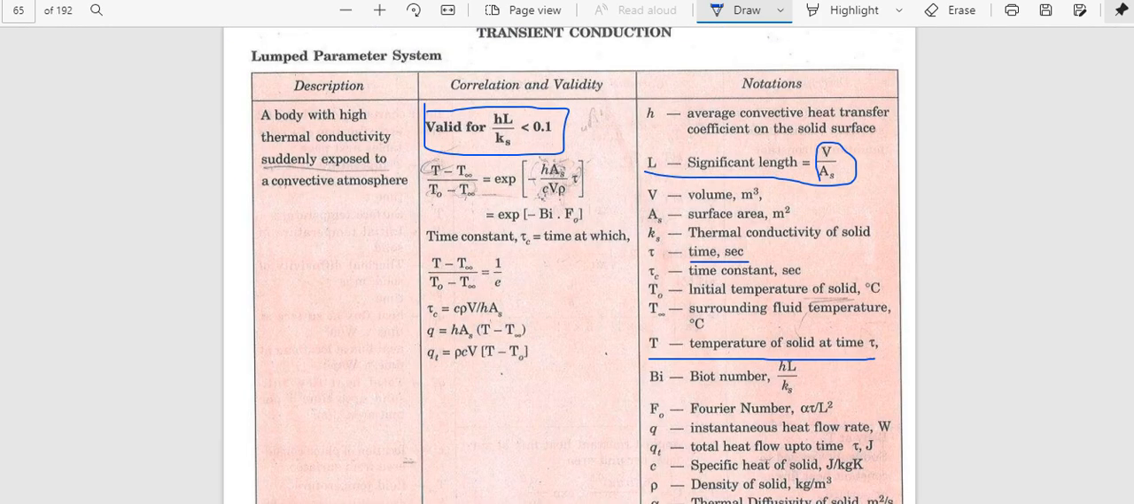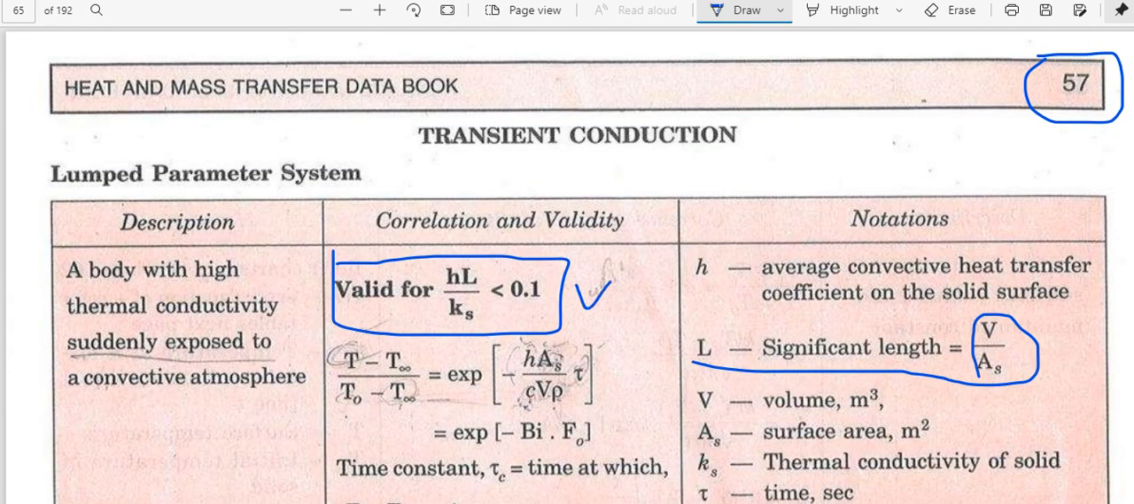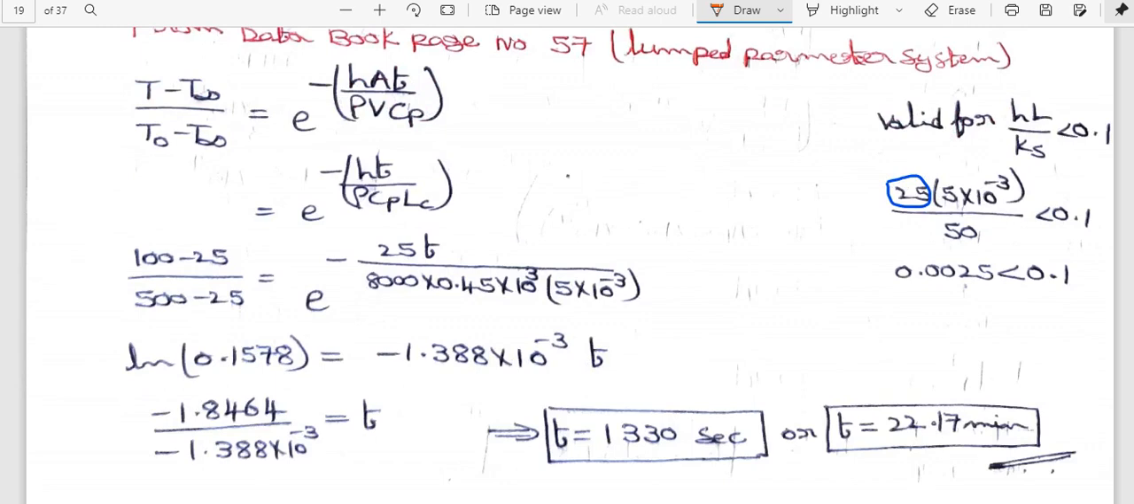From data book page number 57, we need to check whether it is valid or not. It is valid for hL/k less than or equal to 0.1.